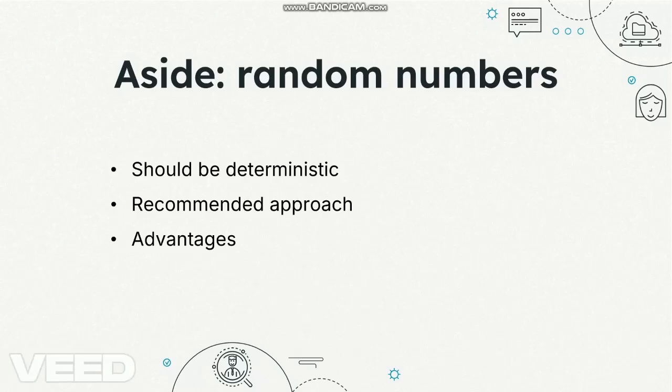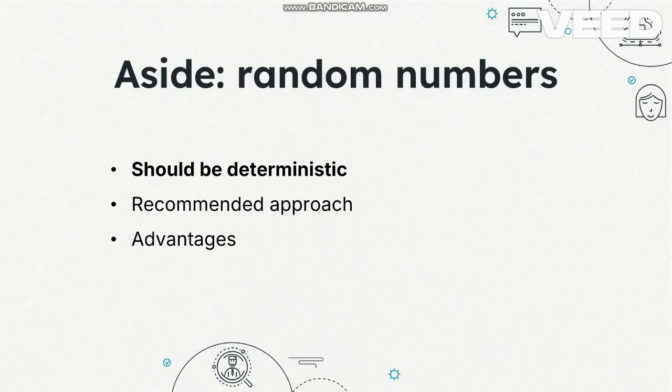Let's discuss the role of random numbers in software testing. In most settings, random numbers should be deterministic, meaning they generate the same sequence each time they are used. This is important for reproducibility, as it reduces flakiness by allowing results to be consistently recreated. The recommended approach for managing randomness in testing involves starting the application with a specific global seed and logging it.